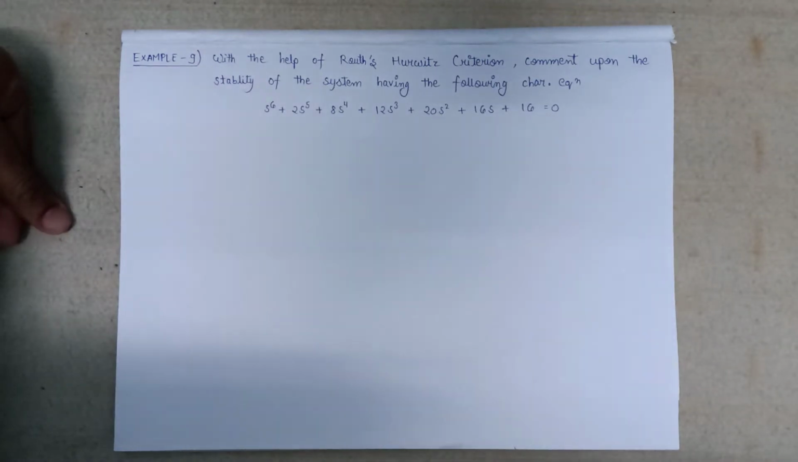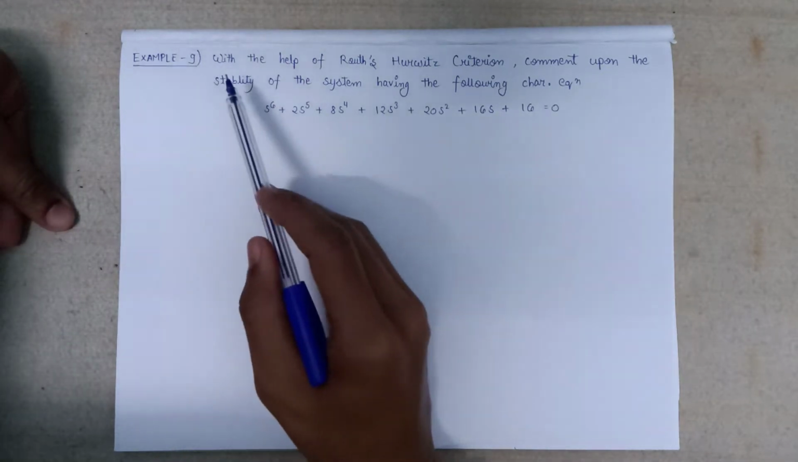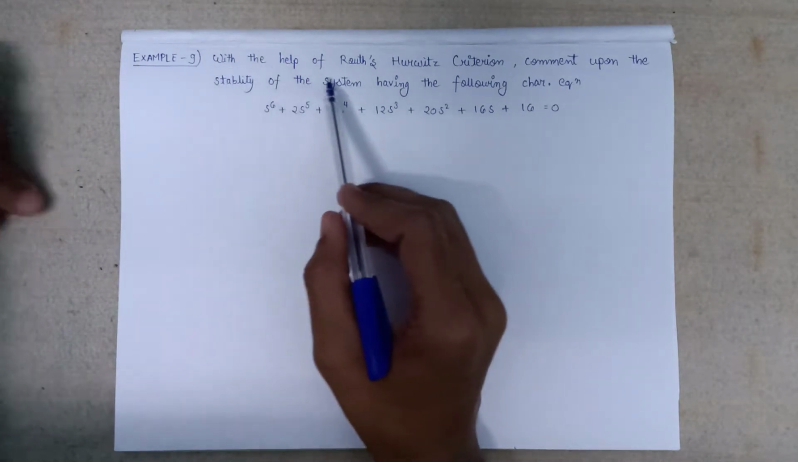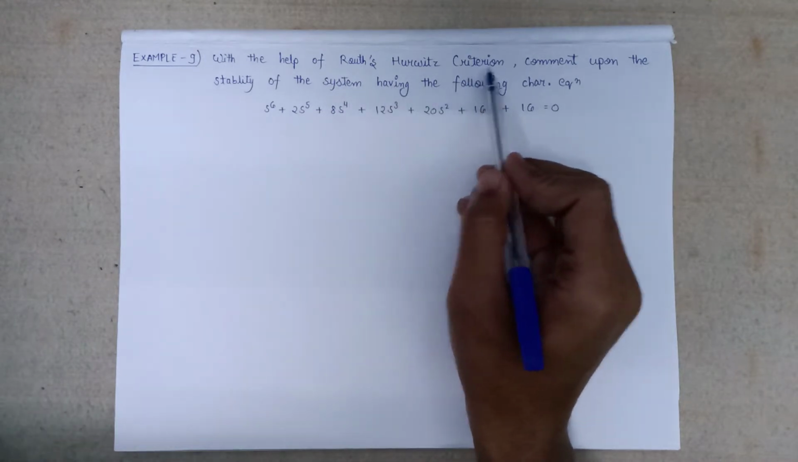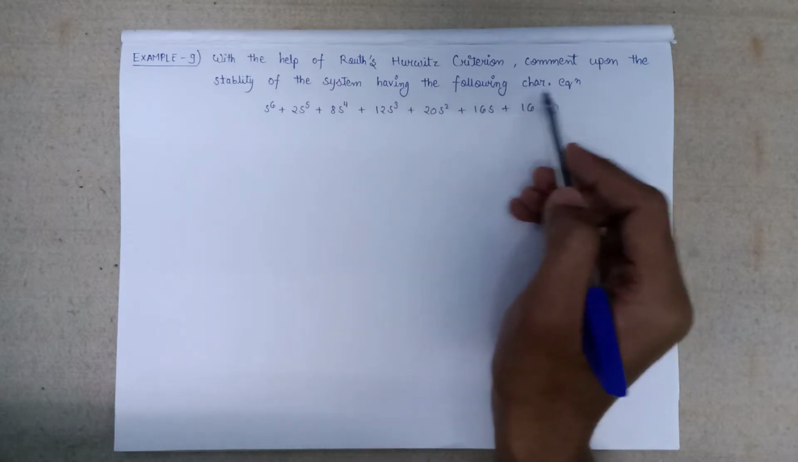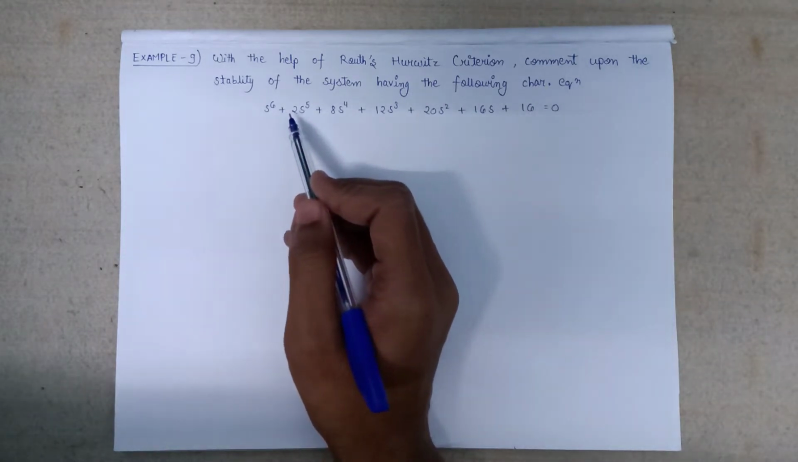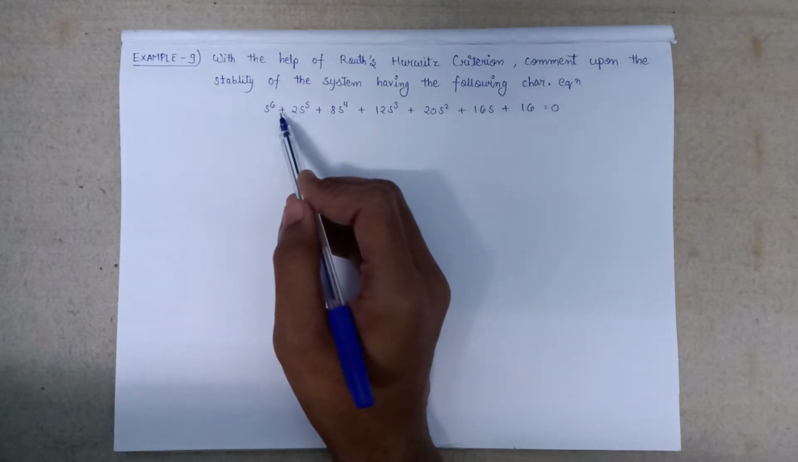Welcome all. In this lecture, we are going to deal with another new example, that is example number 9. With the help of Routh-Hurwitz's criteria, comment upon the stability of the system having the following characteristic equation. In this question, we have to find out whether the system is stable or not.